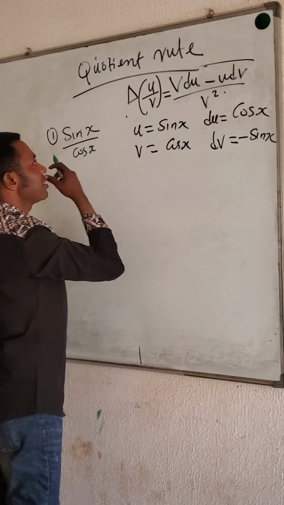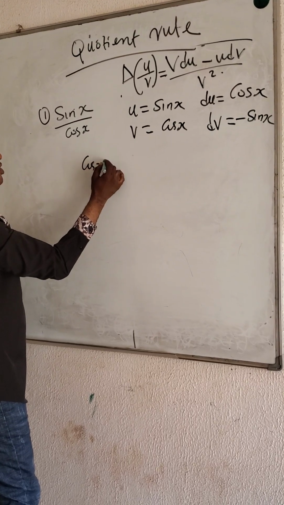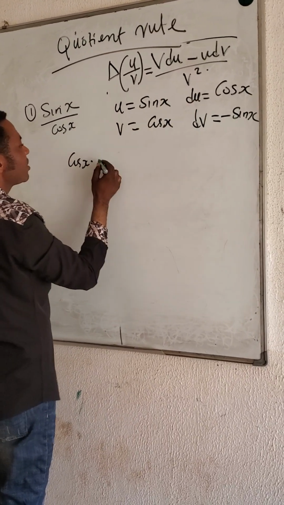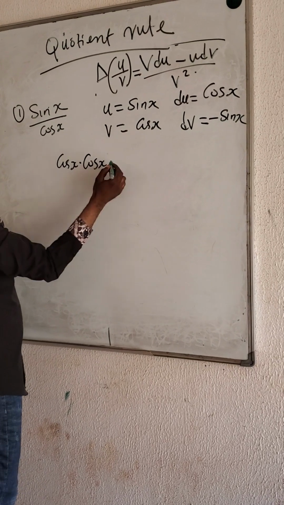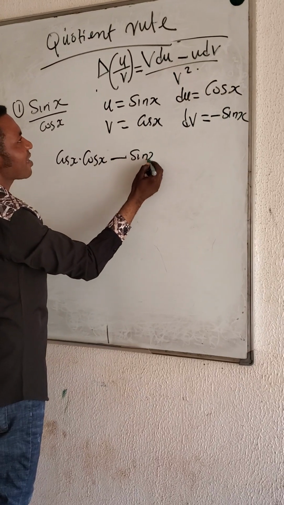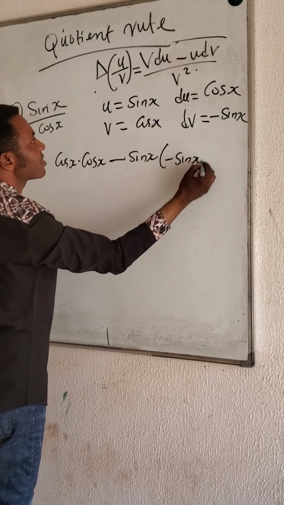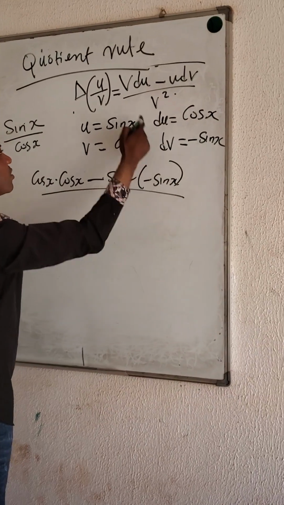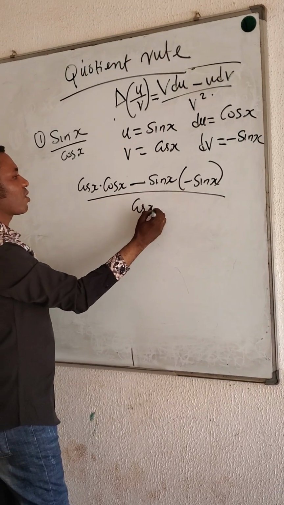Look at the formula here. Now, let's go. v is what? Cos x. du is what? Now, du is cos x. That is, cos x times cos x. Minus, what is my u? u is sin x. Then my dv is what? Minus sin x. All over, what is v squared? v is cos x.